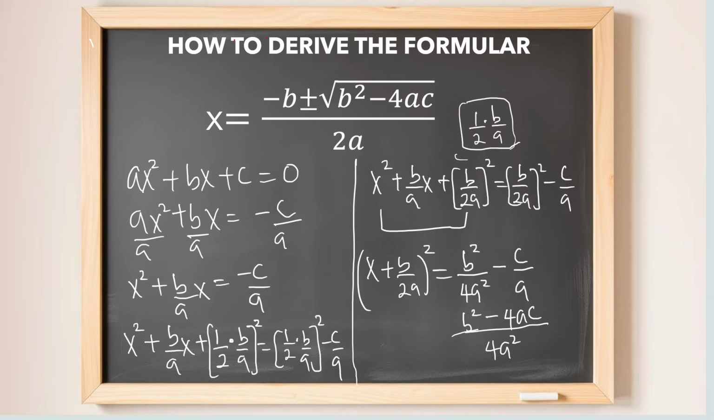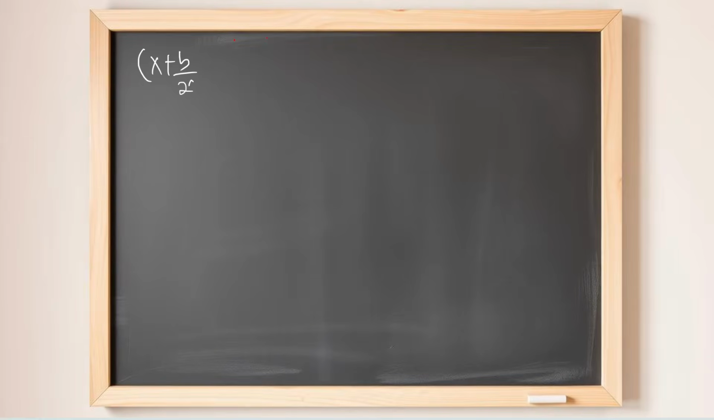So this is what we have. On the left-hand side, we still have x plus b over 2a squared equals the right-hand side. So what's next? The next thing is to square root both sides. Let me write the given equation. Here we have x plus b over 2a all squared equal to b squared minus 4ac over 4a squared.